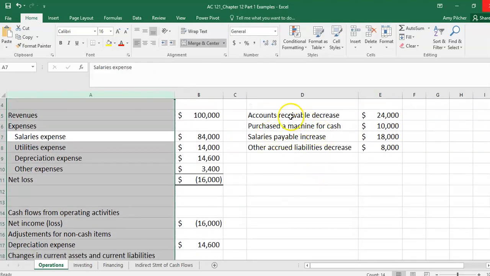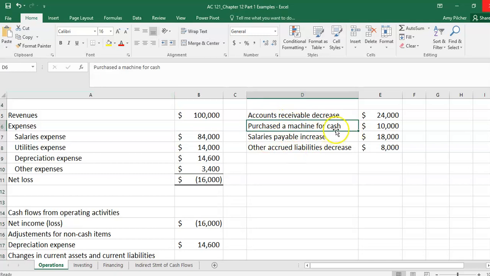So we have four changes here. We have an accounts receivable decrease. We have that we purchased a machine for cash, salaries payable increase, and an other accrued liabilities decrease. Only three of these are going to end up in the operations section. And the one that isn't going to end up in the operations section is this purchased a machine for cash. Purchases of long-term assets go into the investing section of the statement of cash flows.